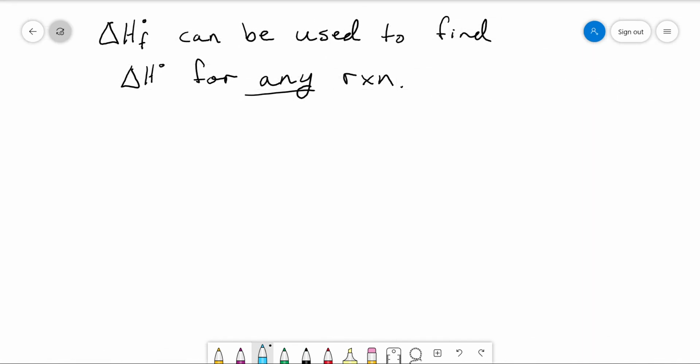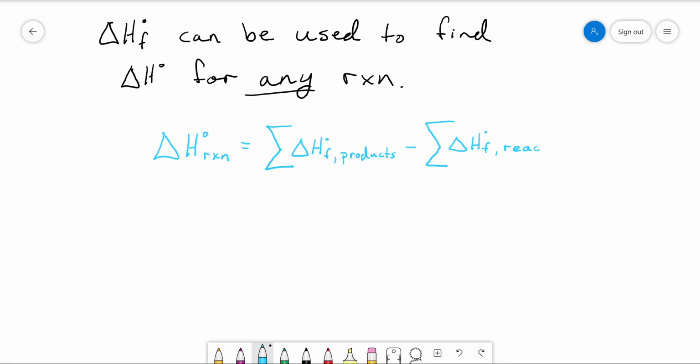and it is delta H naught for whatever reaction you're looking for is equal to the sum of delta H naught sub F of products minus the sum of delta H naught sub F of the reactants.